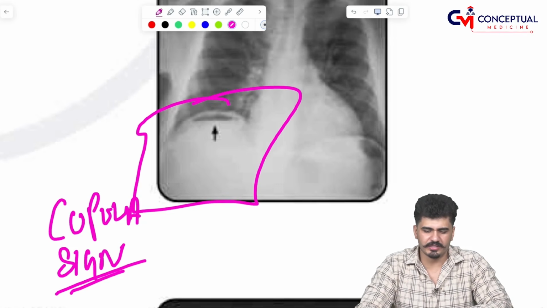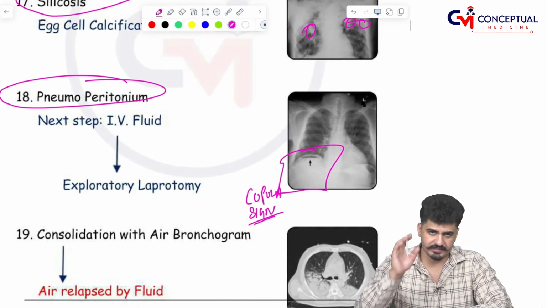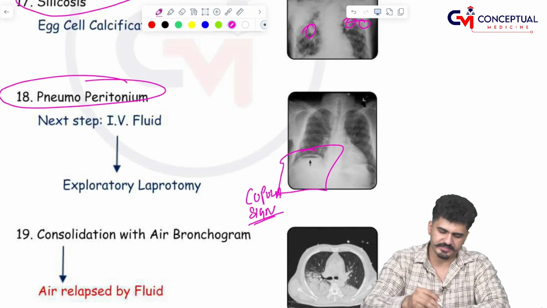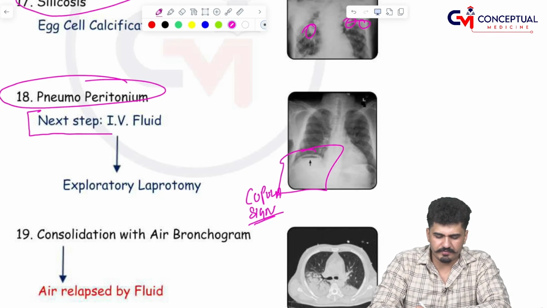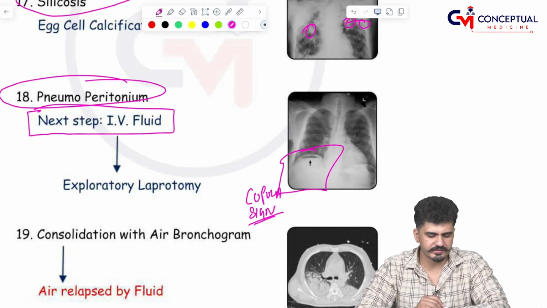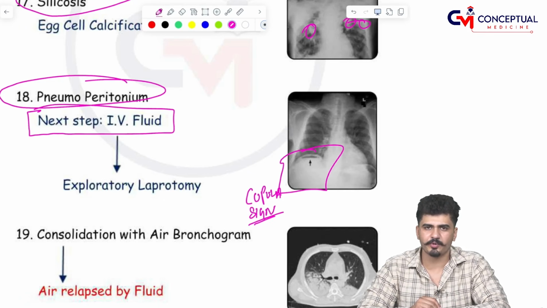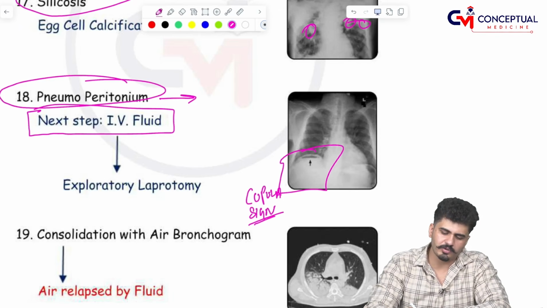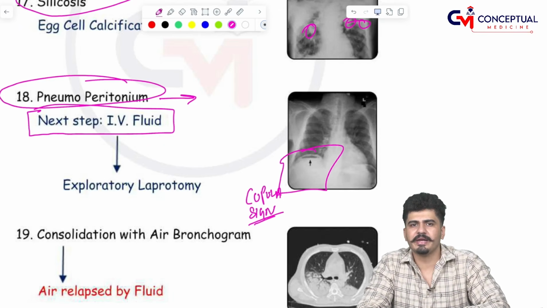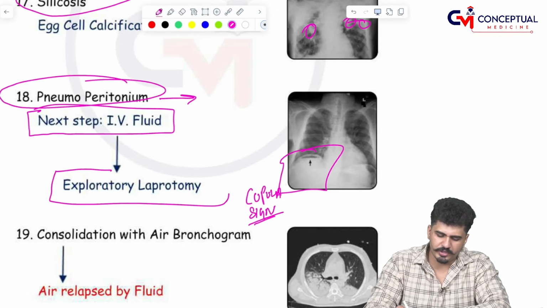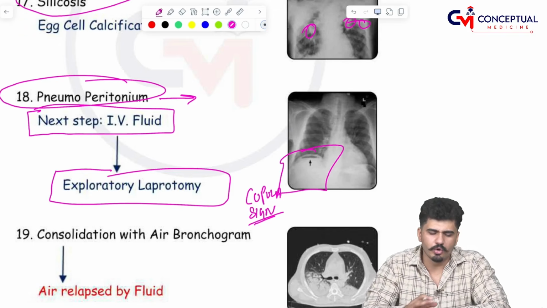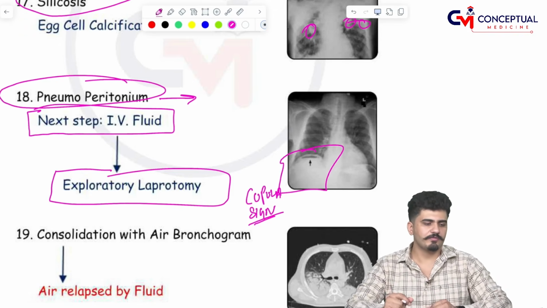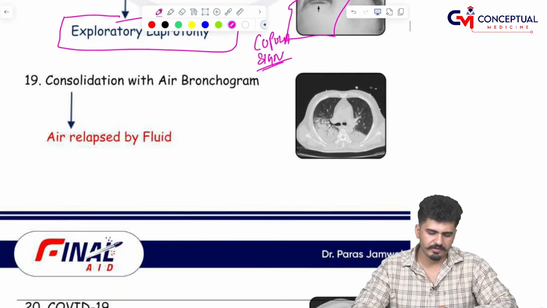If you see peritoneal perforation, my dear friends, this was an exam question, that is why I have written this. Next step: directly you will not go for the exploratory laparotomy. First you will give the IV fluids, my dear friends. Then you will go for the exploratory laparotomy. If someone is asking you pneumoperitoneum ka case is there, what is the definitive management? Then you will mark the answer as exploratory laparotomy. And if someone is asking you before exploratory laparotomy, what you will do? Your answer should be IV fluids.